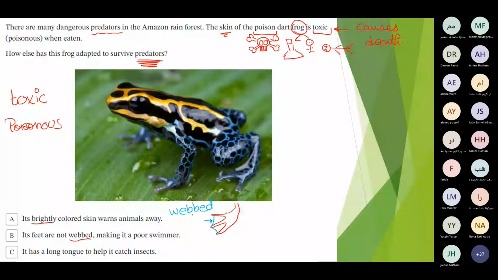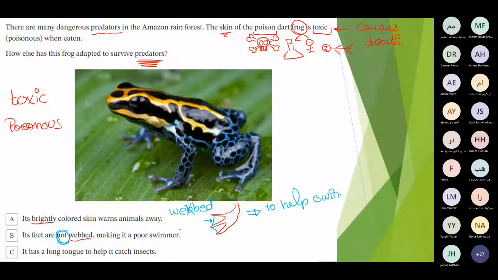Okay, let's read it again. Number B. Its feet are not webbed, making it a poor swimmer. If it is a poor swimmer, can it adapt to survive predators? No, of course not.